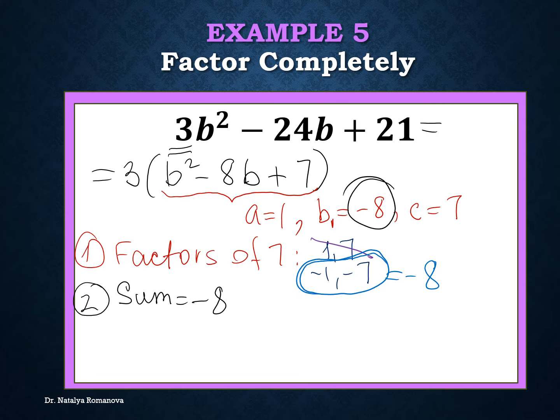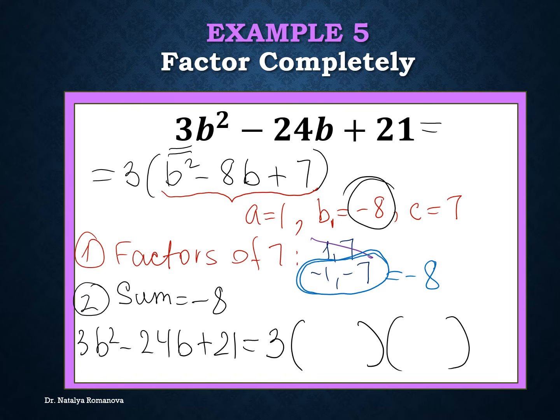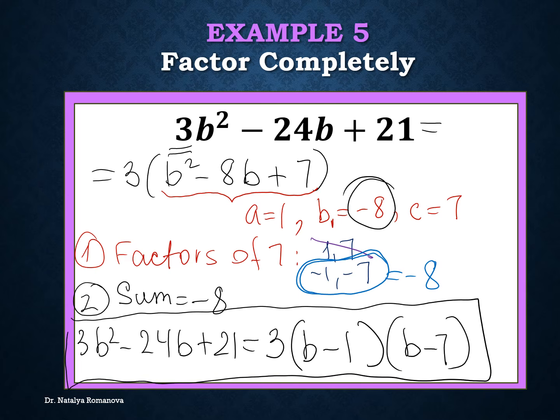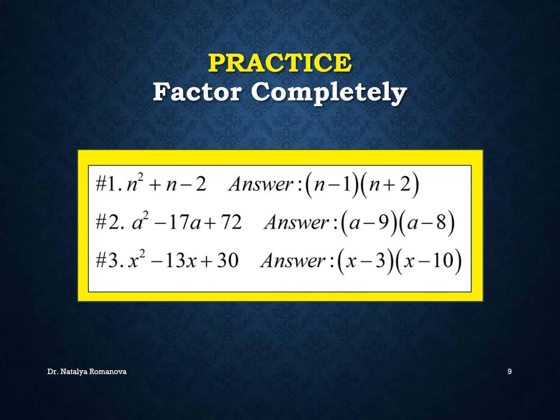We can write the answer: 3b squared minus 24b plus 21 equals, we keep our factor 3 out. Now we can write the factoring form. It would be (b minus 1) and (b minus 7). It is the answer for our example 5. You can take these examples for extra practice.